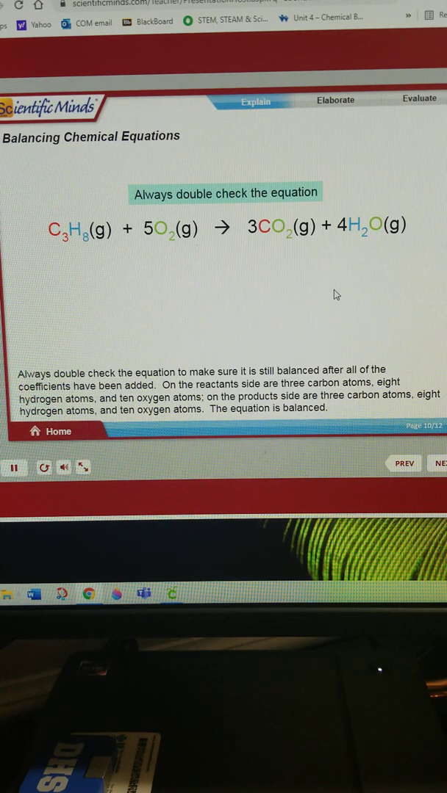Always double-check the equation to make sure it is still balanced after all of the coefficients have been added. On the reactant side are 3 carbon atoms, 8 hydrogen atoms, and 10 oxygen atoms. On the product side are 3 carbon atoms, 8 hydrogen atoms, and 10 oxygen atoms. The equation is balanced.